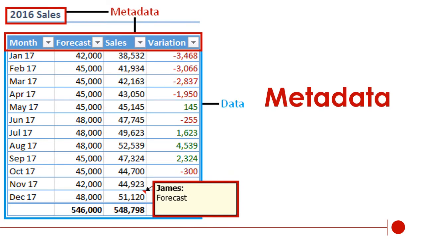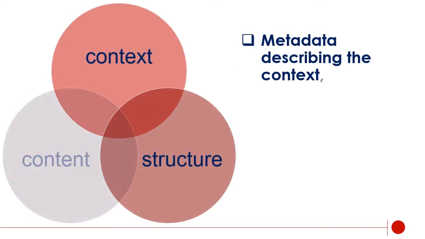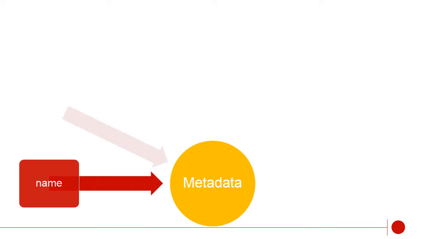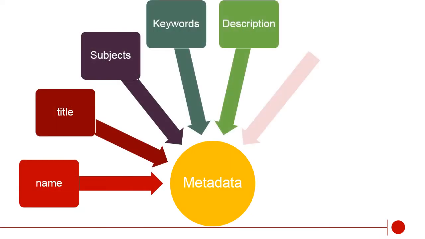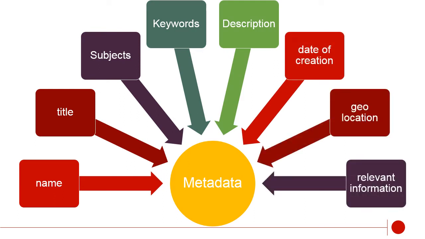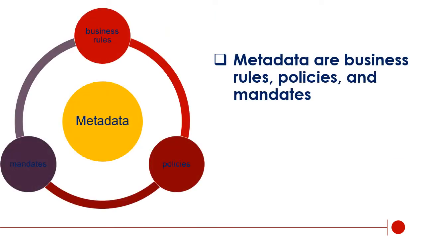Metadata. Metadata is descriptive information about the data set. Metadata describing the context, content, and structure. Metadata are name, title, subjects, keywords, description, date of creation, geolocation, and relevant information. Metadata are business rules, policies, and mandates.